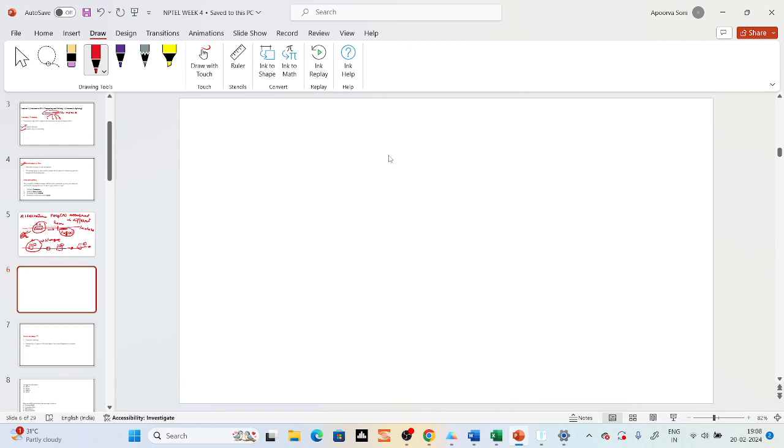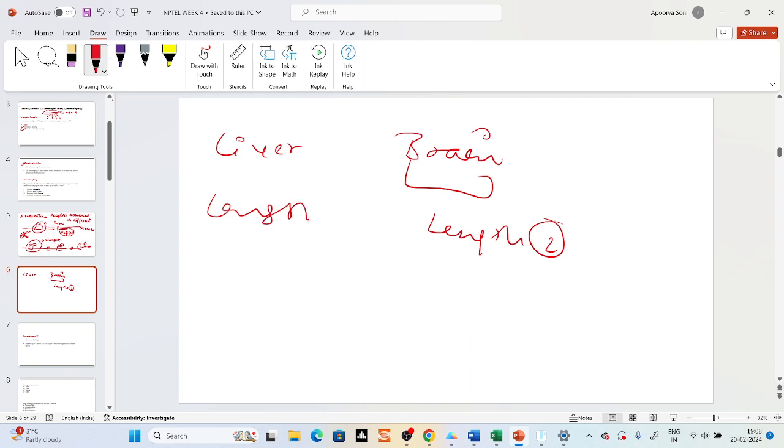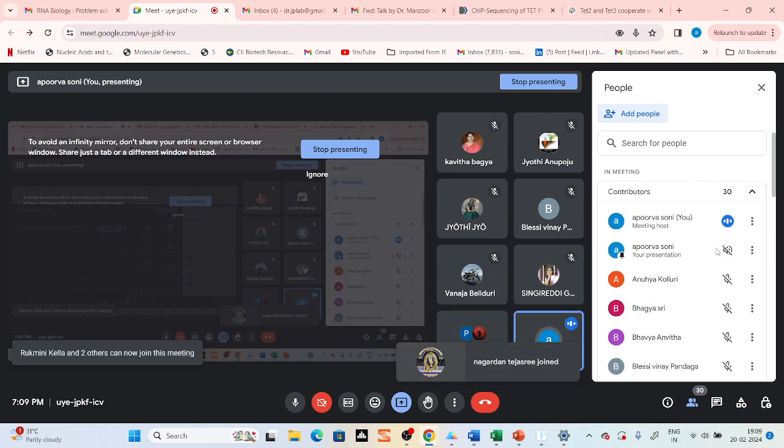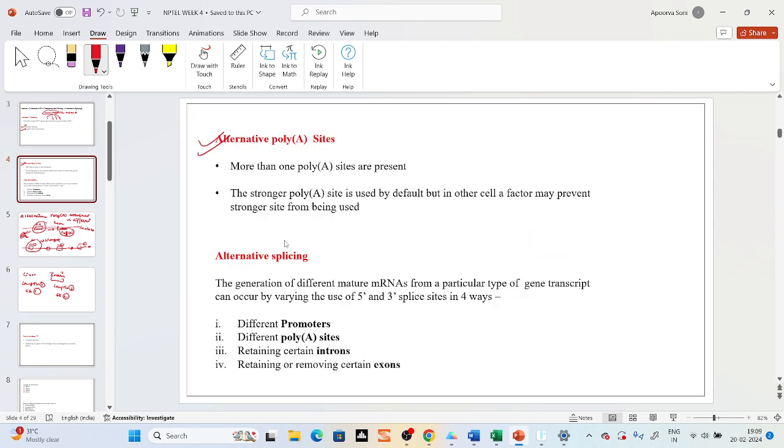Suppose a particular mRNA is present in liver and brain. Now in brain it has to be of a certain length 2, here it has to be of a greater length 1. So here signal sequence 1 might be recognized, here signal sequence 2 might be recognized. So it depends. The recognition of signal sequence can be cell type specific also, or any random event might also lead to the recognition of different signal sequences. Second thing is, here what I have told you is that more than one poly A site is present, and the stronger poly A site is used by default in the cell, but a factor may prevent the stronger site from being used in another cell.